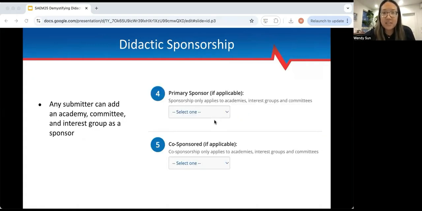So when a presenter submits a didactic, they are able to list both a primary and/or co-sponsor. Sponsors include all academies, committees, interest groups, as well as SAEM brands.